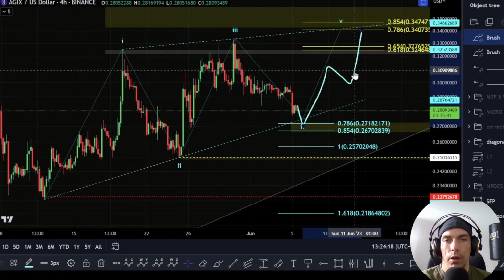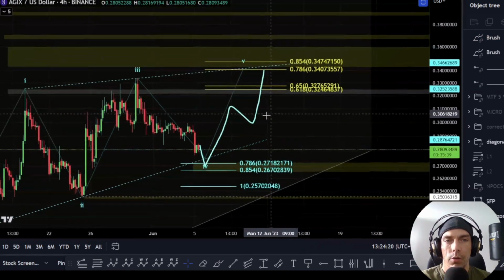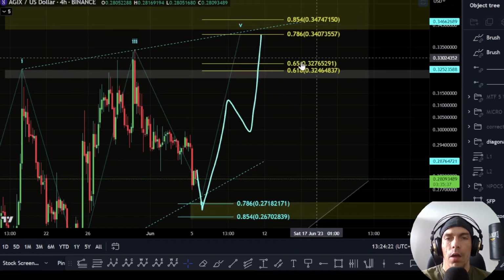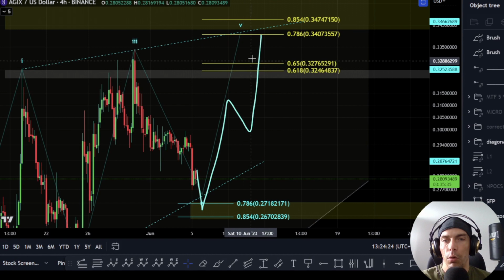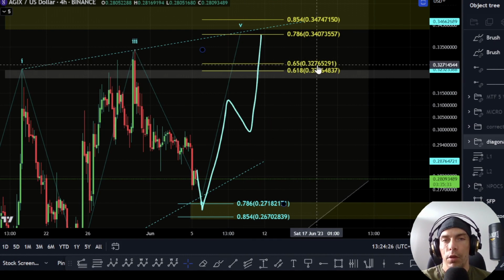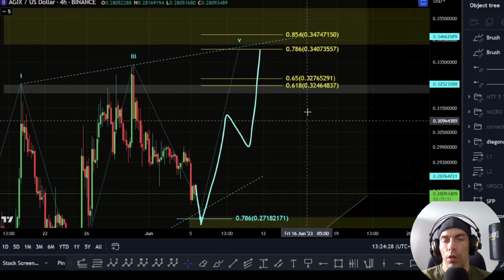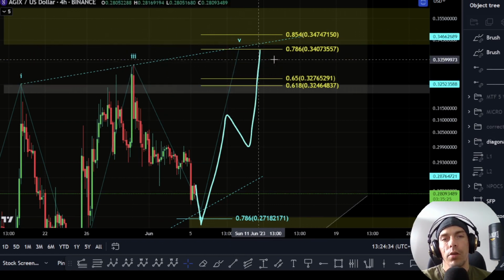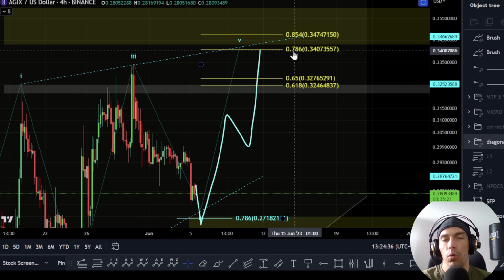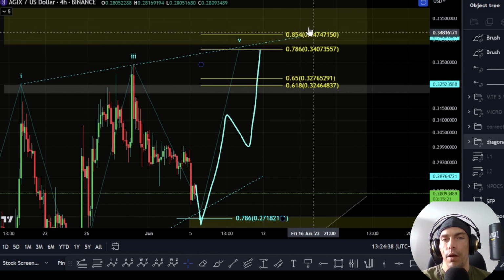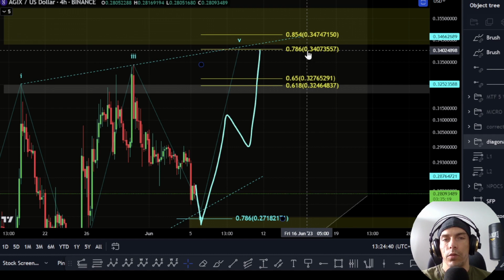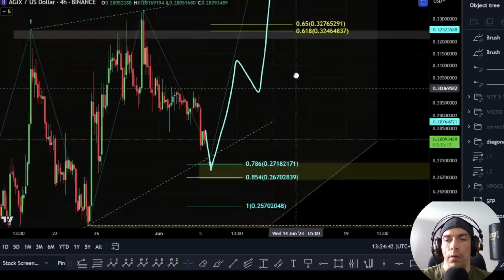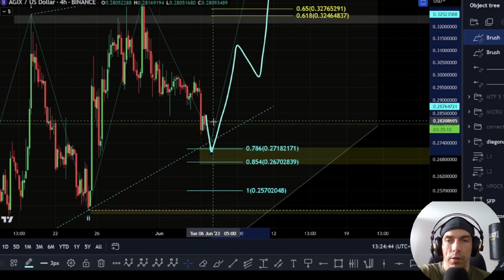Now, we have some target areas that would be interesting to me here, which would be this 0.618 to the 0.65, the golden pocket here, which would be between this 32.76 to this 32.46. Alternatively, if this does look to push up higher and retest this top trend line here, we could actually see price gravitate more towards this 786 to this 854 area, of this 34.74 to this 34.07. So it's going to be key what happens off the back of this.